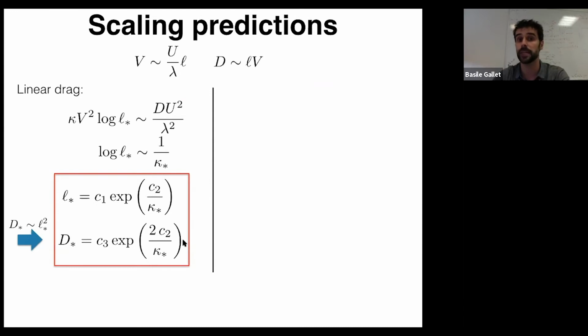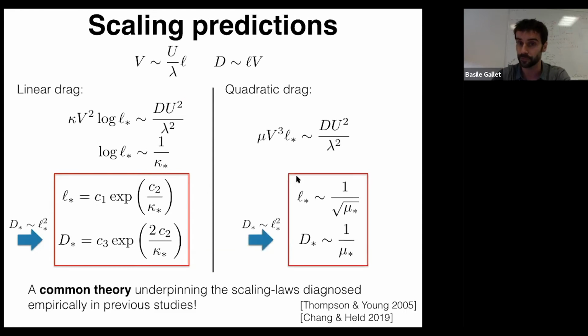You can play the same game with quadratic bottom drag. And of course, now there's a different expression for the power that's dissipated by the drag coefficient. And if you combine that, you get a power law now instead of the exponential, with exponents that are very close to the values that were diagnosed by Cheng and Held in their study with quadratic drag. So we get a common scaling theory underpinning the scaling laws that were diagnosed empirically in these two previous studies for linear and quadratic bottom drag.